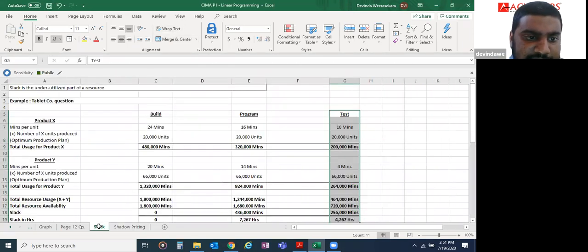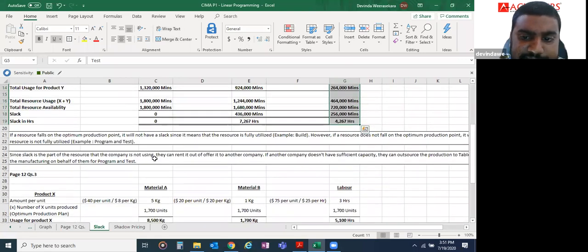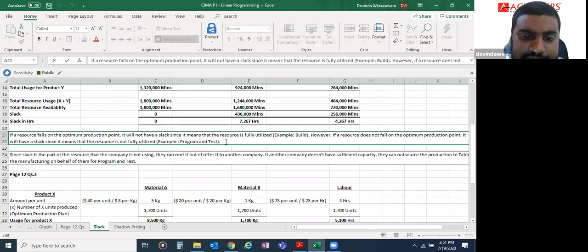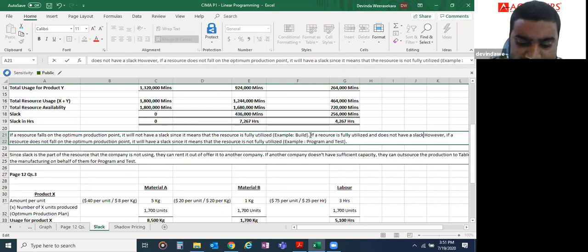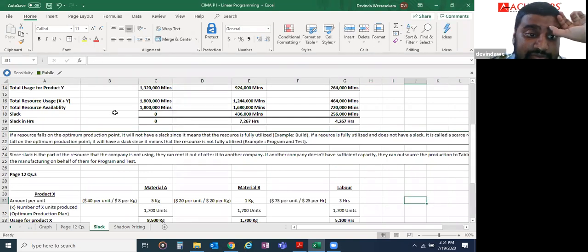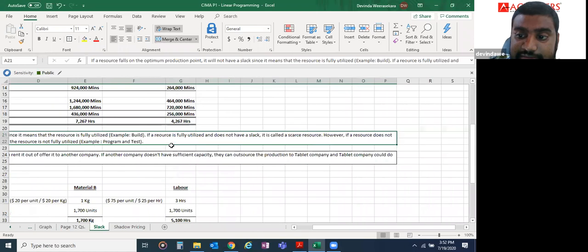Right? So to the slack also, guys, I'll add a note here. If a resource is fully utilized and does not have a slack, it is called a scarce resource.